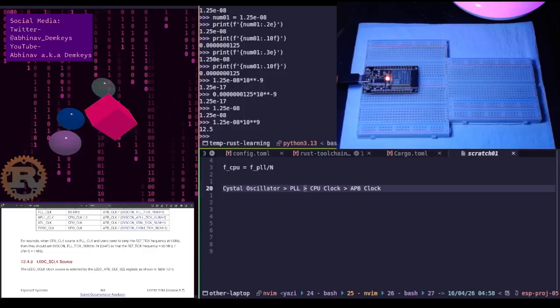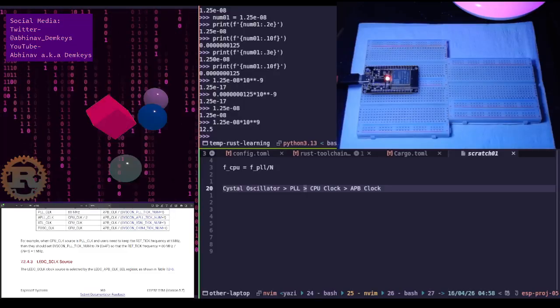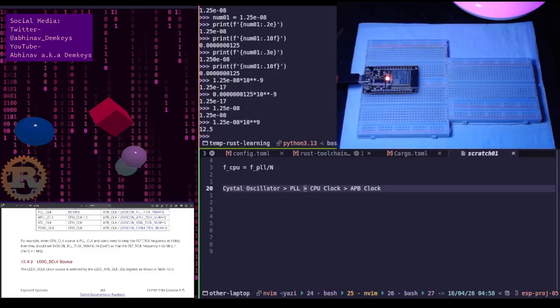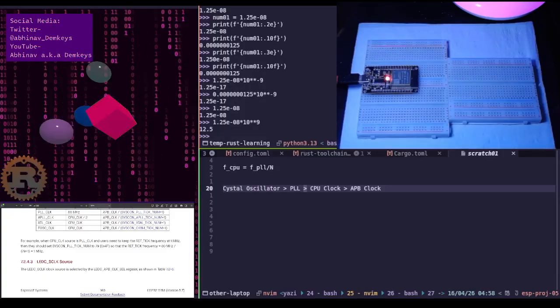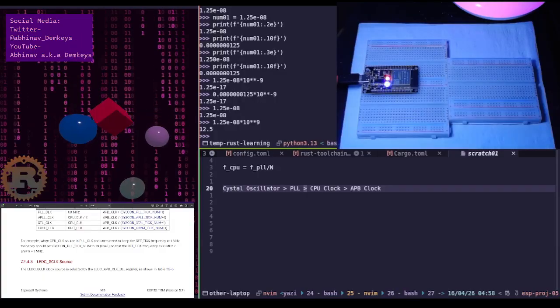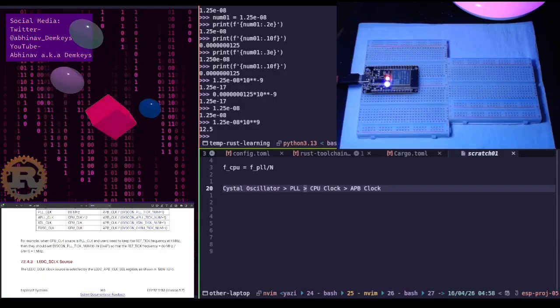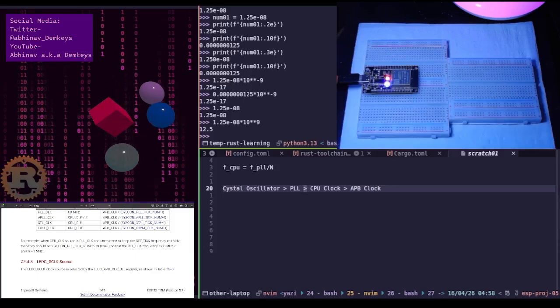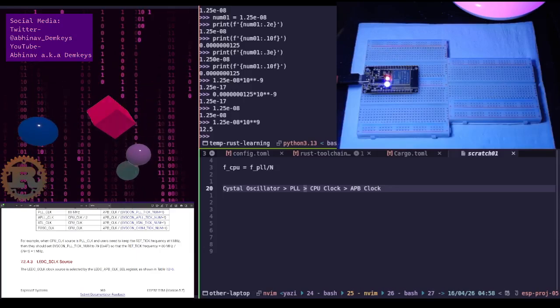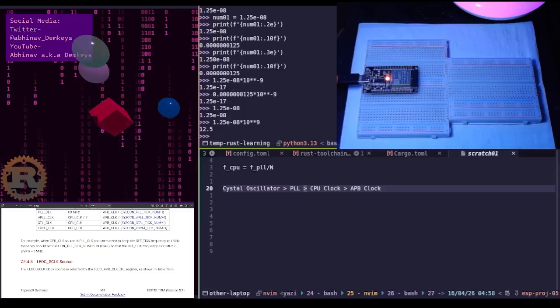If the CPU equals 240 megahertz, the hardware sets the APB divider to 3. So 240 divided by 3 is 80. If the CPU equals 160 megahertz, the hardware sets the APB divider to 2. So 160 divided by 2 is 80 megahertz. And if the CPU is 80 megahertz, then the hardware sets the divider to 1. So 80 divided by 1 is 80 megahertz. Okay.